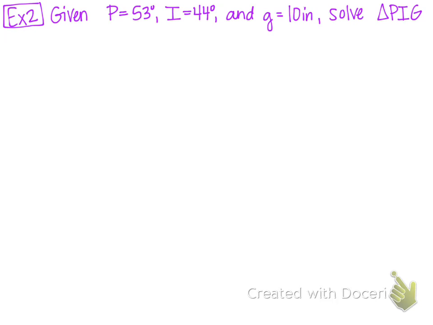Example 2 says, given big P is 53 degrees, big I is 44 degrees, and little g is 10 inches, solve triangle PIG. So in this case, we don't have A's, B's, and C's. We've got P's, I's, and G's. So I'm going to set up P, I, and G, and little p, little i, and little g. So what's given to us: big P is 53 degrees, big I is 44 degrees, and little g is 10 inches.